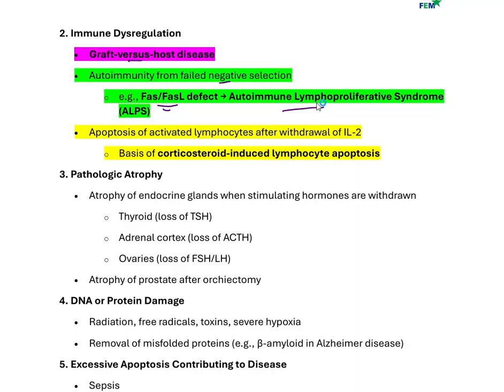So that question we saw earlier was a failure of the Fas to Fas ligand interaction, leading to autoimmune lymphoproliferative syndrome. Also, apoptosis of activated lymphocytes after withdrawal of interleukin 2. As we know, one of the major functions of interleukin 2 is that it causes proliferation of the lymphocytes. So it stimulates lymphocyte proliferation.